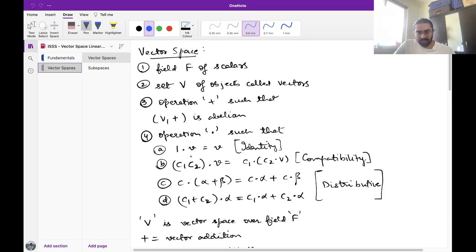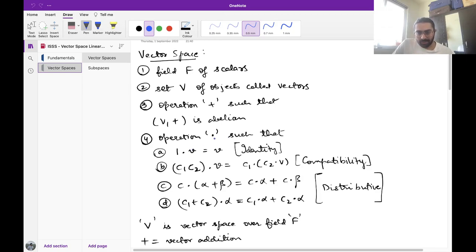And the fourth condition is that I have another operation called dot, such that I have these properties fulfilled for this particular dot. So what are the properties? First thing is called identity. If I can find a scalar one, which if I do this operation dot on any element in this vector space V, let's say v belongs to capital V, so if I take this one and operate with dot on this, if I get back my v, then this is called the identity element of this one.